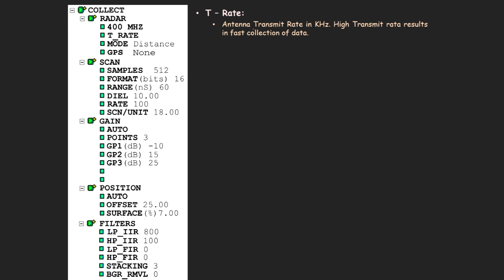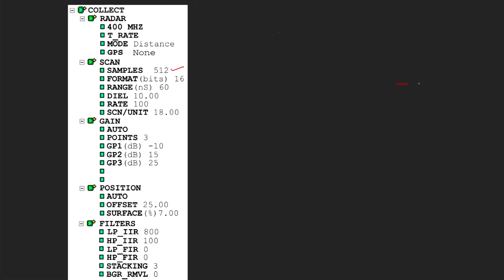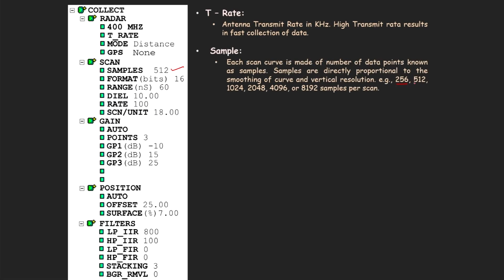Other than that, the antenna transmission rate in kilohertz, that is your T rate, is there, and a high transmit rate results in fast collection of data. So if you do that, the system allows you to collect in the faster mode. And samples is this one here. It goes in a range of like 256, 512, 1024.